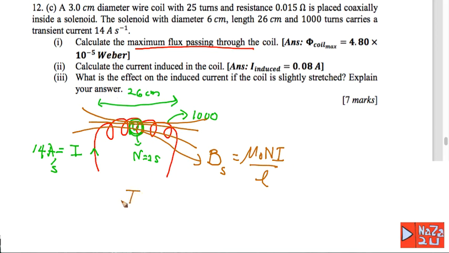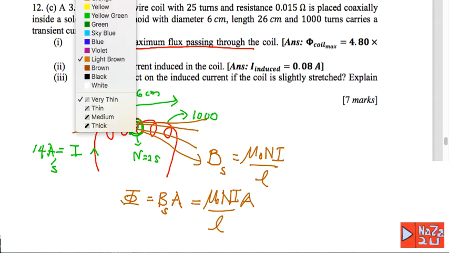But flux is given by the equation B times area A. So the B here is, because this is a solenoid, at the center B_S, and the A area is referred to the area for the solenoid. So the flux is equal to mu naught N I over L times A.